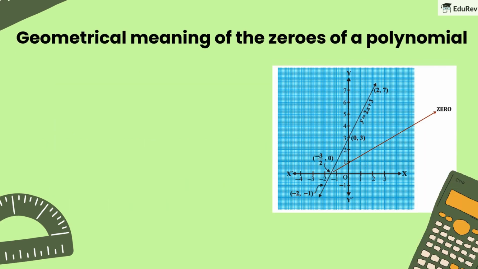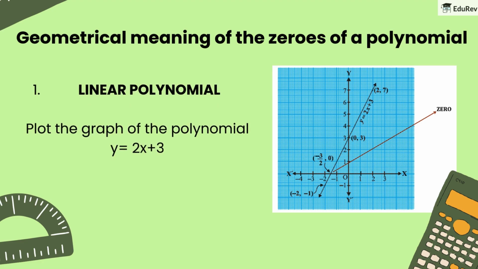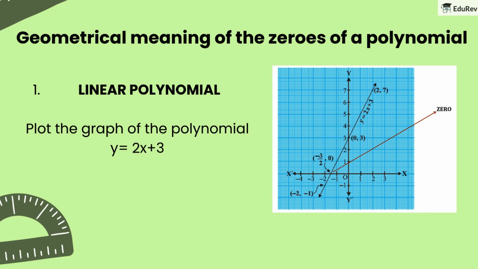To understand this better, let's discuss the geometrical meaning of the zeros of a polynomial. For example, if we plot the graph of the linear polynomial y equals 2x plus 3, we can observe the point where this line intersects the x-axis. That point represents the zero of the polynomial.